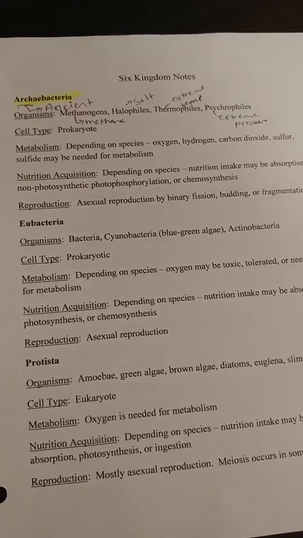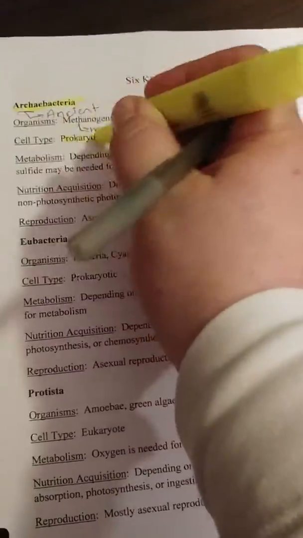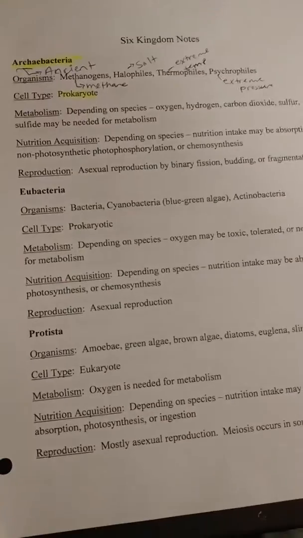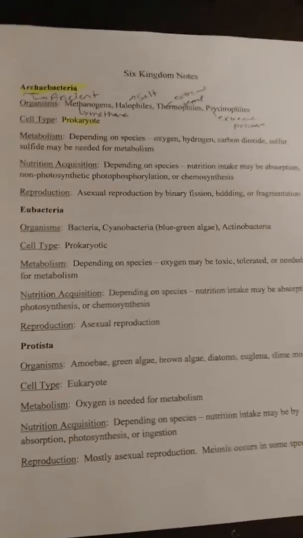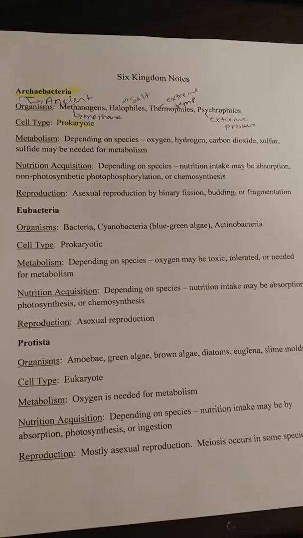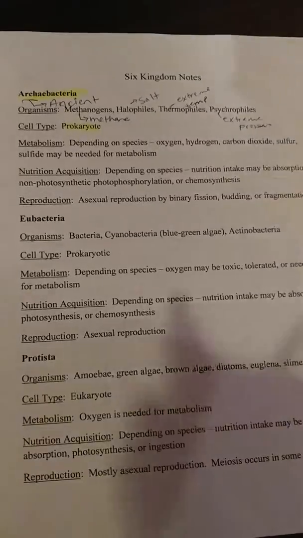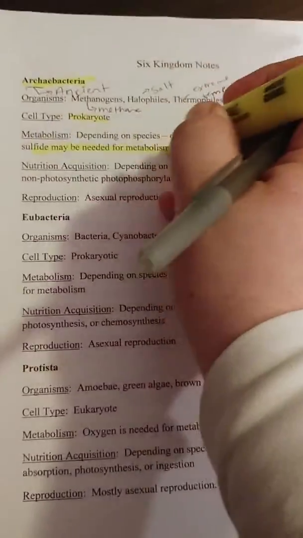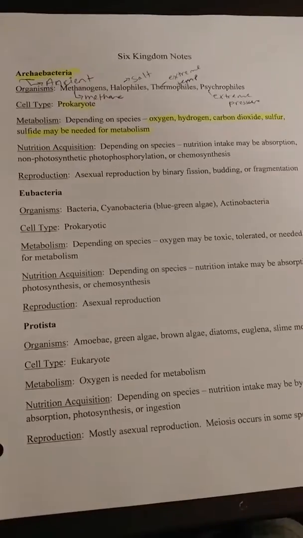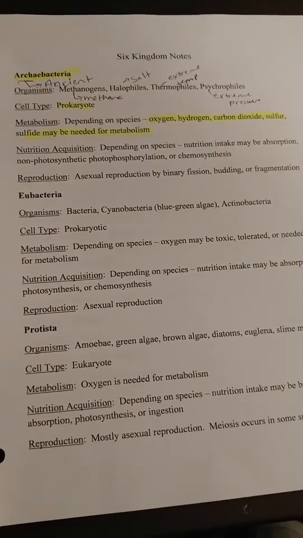Most all the cell types are prokaryotic. What do you know about prokaryotic cells? We know that they're single-celled. We know that they have no membrane-bound organelles. The metabolism of the archaeobacteria depends on the species. Sometimes you need oxygen, hydrogen, carbon dioxide, sulfur, sulfide may be used and needed for metabolism to happen. So it all depends on the type of archaeobacteria. Most of the time, it's self-feeding.